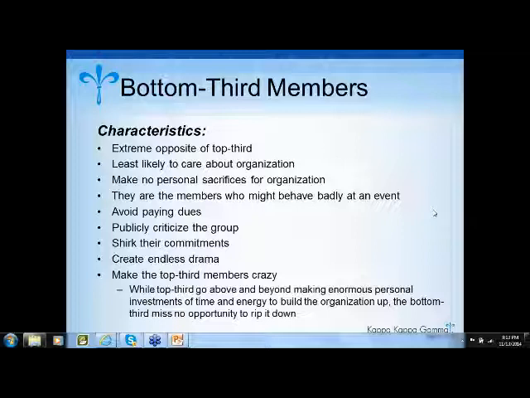They avoid paying dues. They publicly criticize the group. They shirk their commitments altogether. They create the endless drama. And they make the top third members crazy, right? So that being the complete opposite. While the top third go above and beyond, making enormous personal investments, commitments of time and energy to build the organization up, the bottom third miss no opportunity to rip it down.